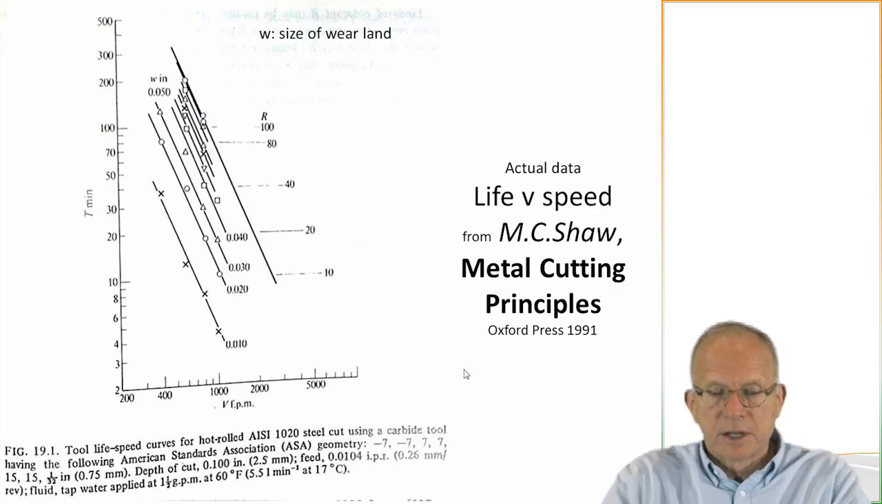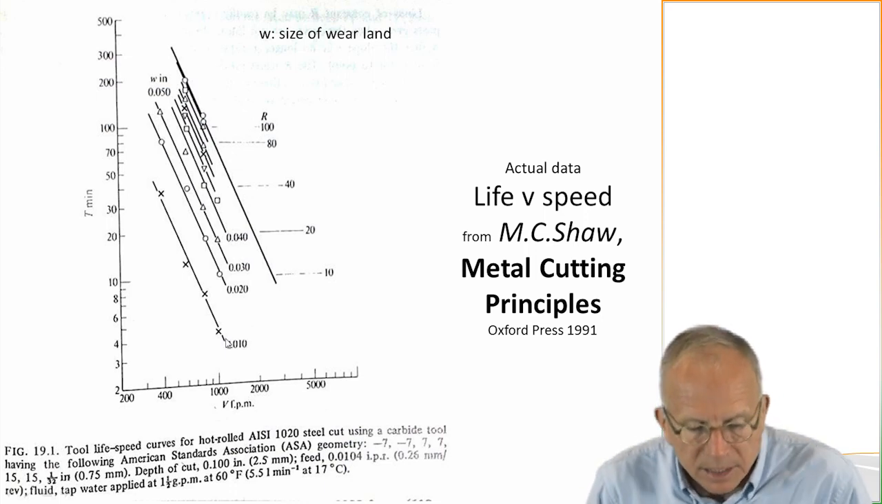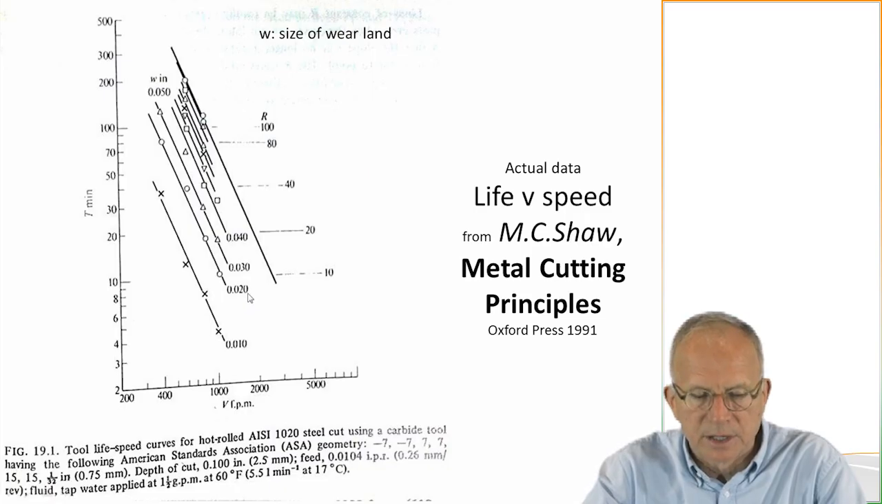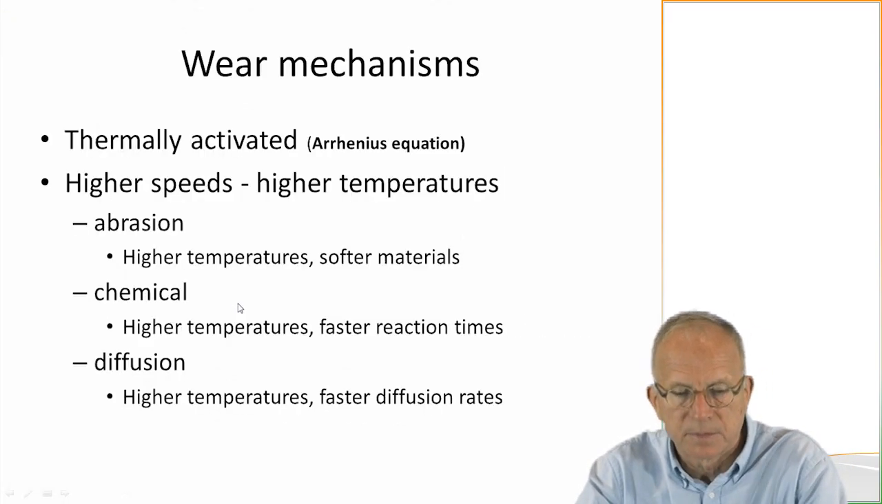Now, here's a set of Taylor curves. And this is taken from Milton Shaw's Metal Cutting Principles. And so they're looking at the size of the wear land as a criterion here. So what we're looking at is some different machining conditions, different feeds, as we see here. So that shows how it changes with the condition.